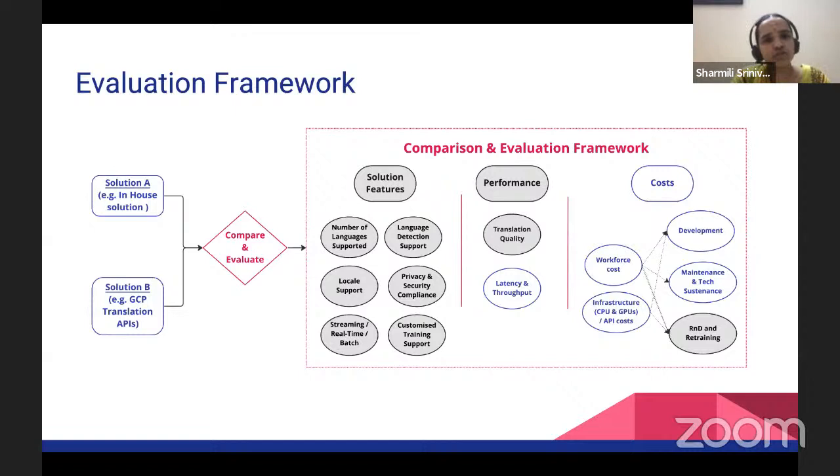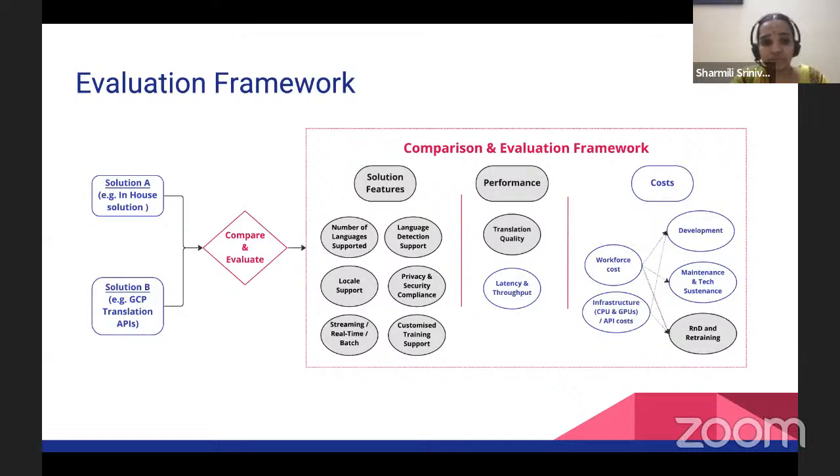Besides this, there are also certain features which are not really use case specific but agnostic. For example, whether the solution has inbuilt security and privacy compliance, and whether it supports customized training on PayPal data, right?